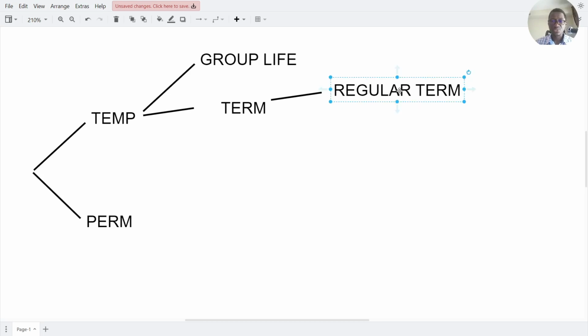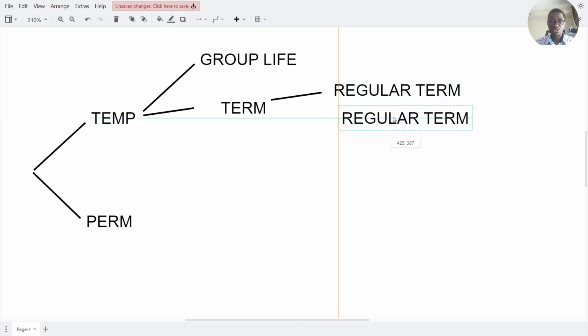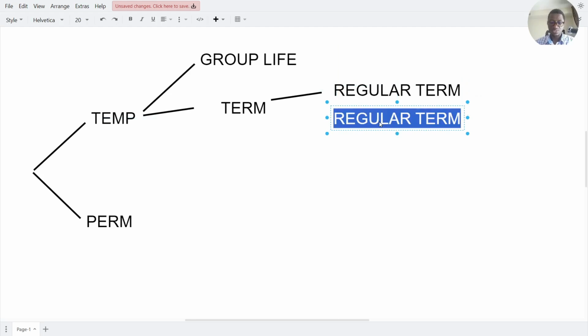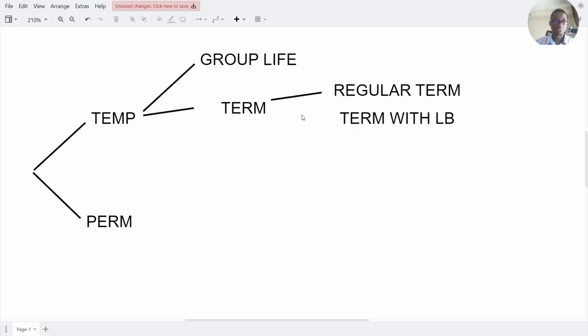The second category is what I will call the term with living benefit. So if you remember in the previous episode, we talked about what is a living benefit. In short, it's basically a feature that allows you to access part of your death benefit while you're still alive. The last type of policies is what I will call increasing term.